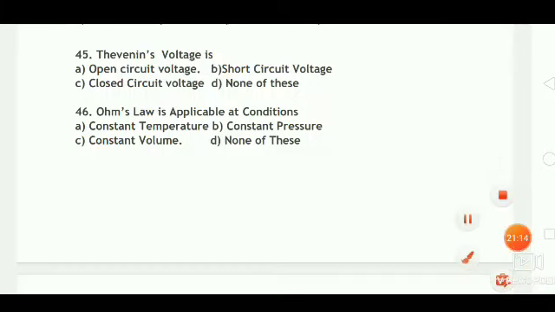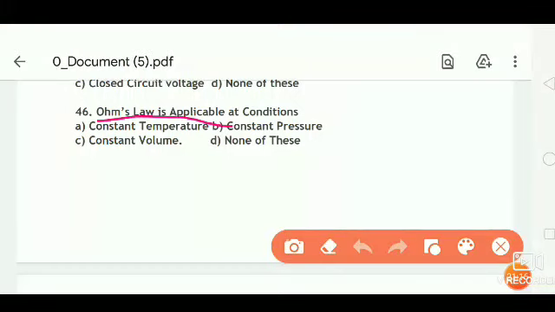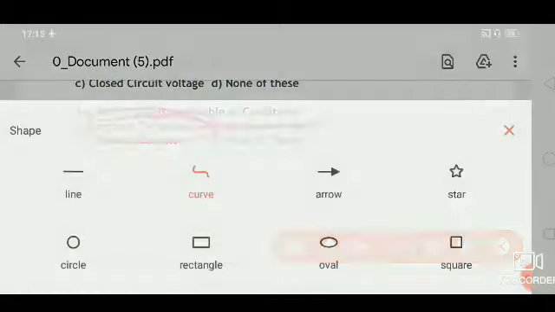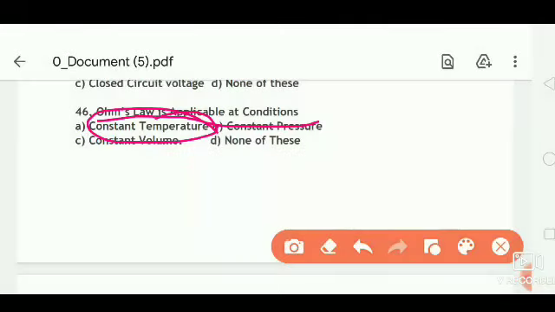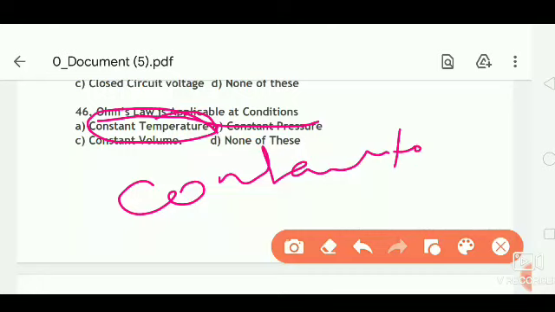So the next question is, Ohm's law is applicable at the condition: option A, constant temperature; option B, constant pressure; option C, constant volume; option D, none of these. Ohm's law is applicable at constant temperature, with the other physical conditions remaining constant. So here option A is the right answer.